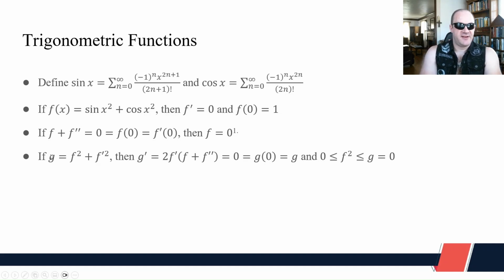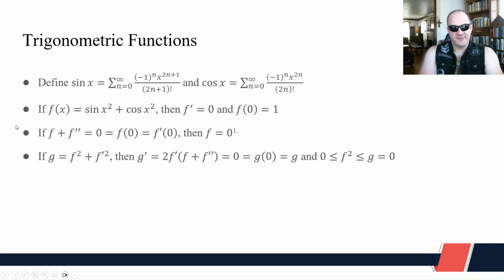Well, again, you define this nice cute function here, g, to be equal to f squared plus f prime squared. Then, when you take its derivative, what you get is this factor of f plus f double prime, which is equal to 0, which means then that g itself is a constant function. Well, what's it equal to at 0? And the answer is, well, by definition, it's equal to 0. However, because g is bigger than f squared, f squared must be 0, which means that f is 0.